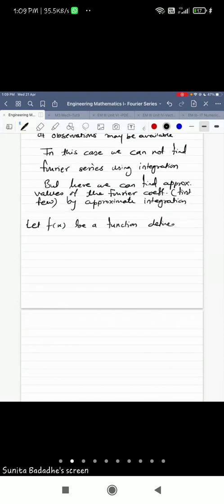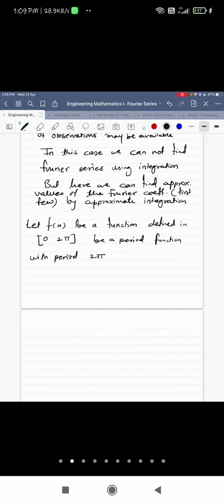So let f(x) be a function defined in, let us take, the interval 0 to 2 pi. Let us derive the formula for 0 to 2 pi. Now it is a periodic function with period 2 pi. So now your L value is pi here.